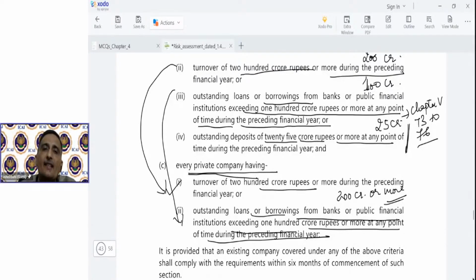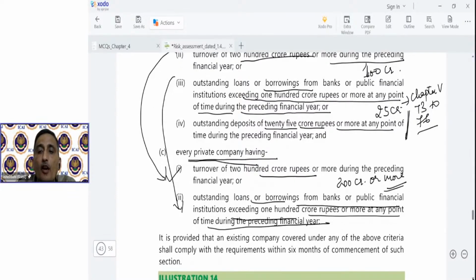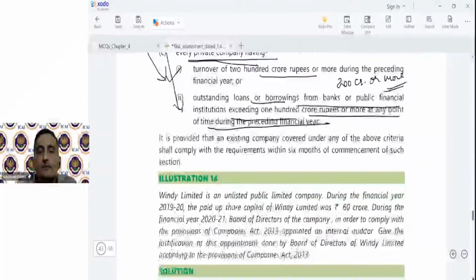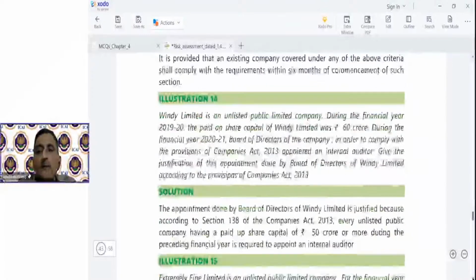Clear? Is it clear to you, students? In what cases, this you have to remember. Remember once, twice, thrice, and it would be permanently etched. A very good question can come in the exam, and it has come in the past also. Clear, guys?